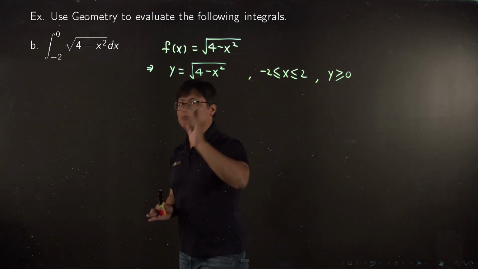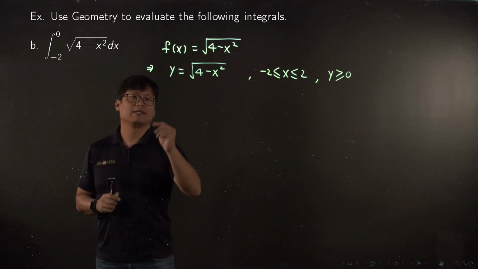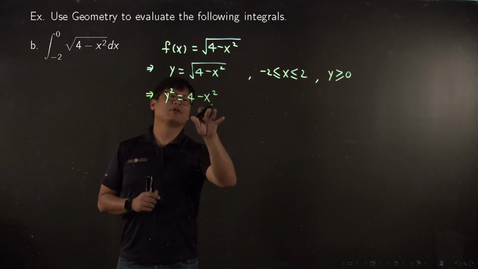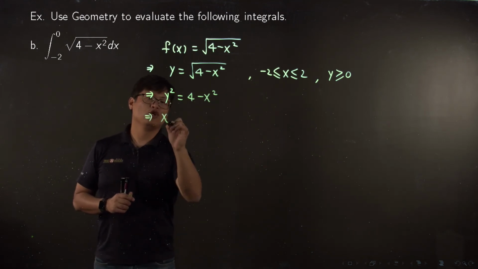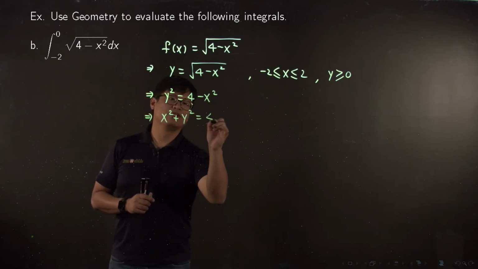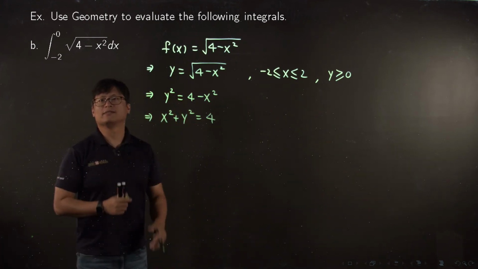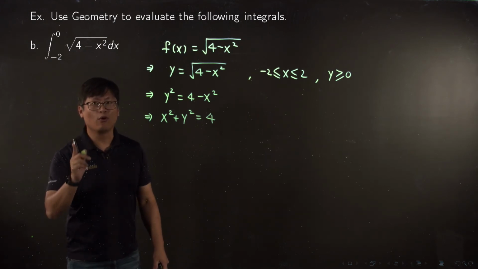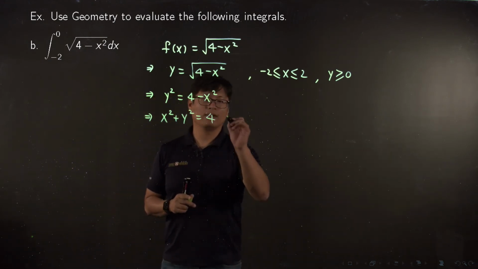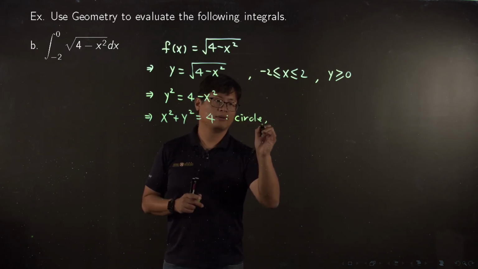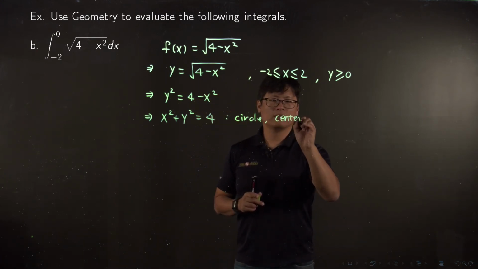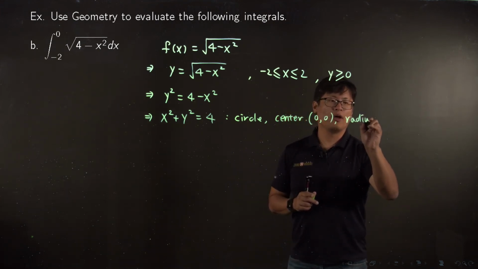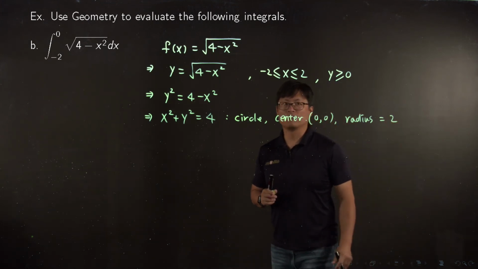So now, let's play with this. Square both sides: y squared is equal to 4 minus x squared, and add x squared on both sides. Then you will have x squared plus y squared equal to 4. What is this? It is a circle, the center is the origin and the radius is equal to 2. Is that clear so far?